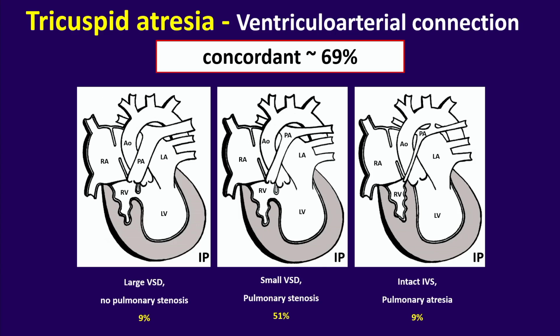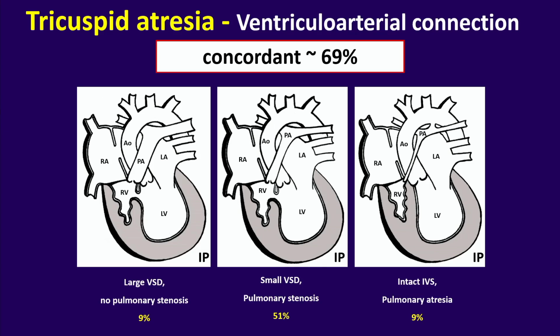Then we have the VSD, which may vary in size, and then we have some degree of pulmonary stenosis. In half of the cases, tricuspid atresia will demonstrate that. But you may also have complete atresia of the pulmonary valve, or you may have a normal appearance of the pulmonary valve. Usually in this case, the connection of the big left ventricle and the rudimentary right ventricle is going to be relatively large.